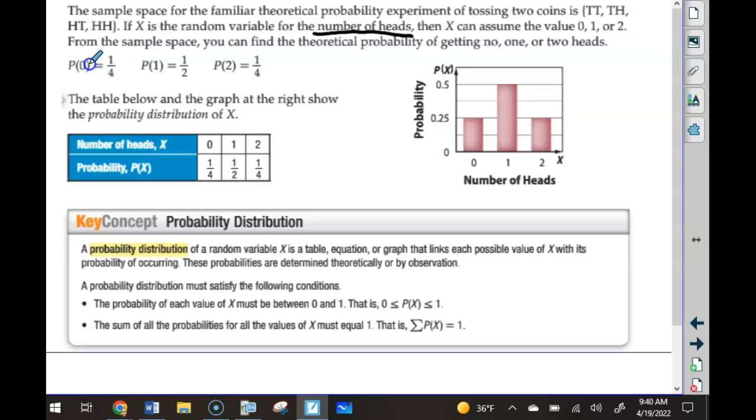So the chance of getting no heads was only tails, tails, which was 1 out of 4, okay? 1 head was either tails, heads, or heads, tails, so that happened to be 2 out of the 4, or 1/2. And then heads, heads was 1 out of the 4, so the probability of getting 2 heads was 1/4.